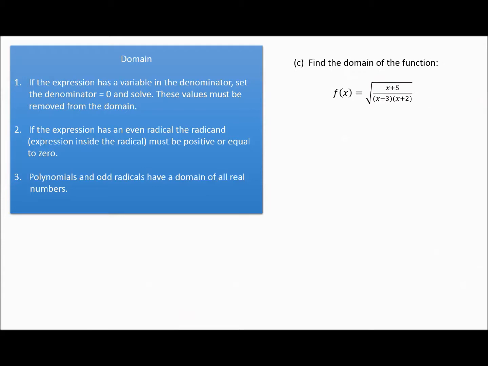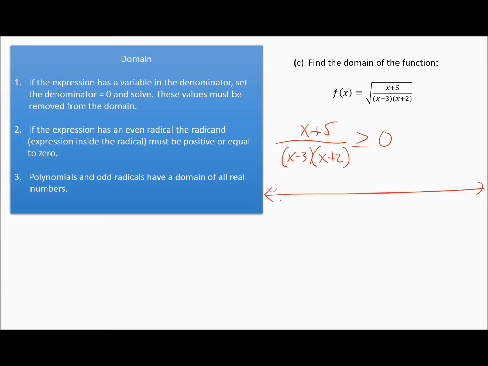Now here we have the same story, but a slightly more complicated radicand. But the idea is the same. I have a square root, so I'm supposed to take whatever's underneath and set that greater than or equal to 0. That's the inequality I'm trying to solve. So I draw my number line.